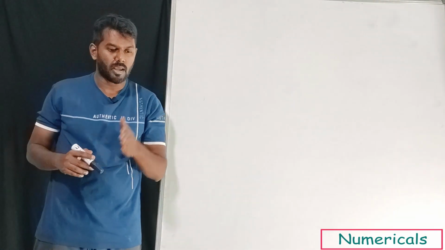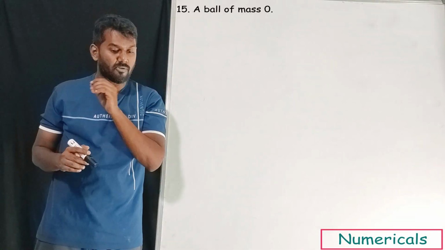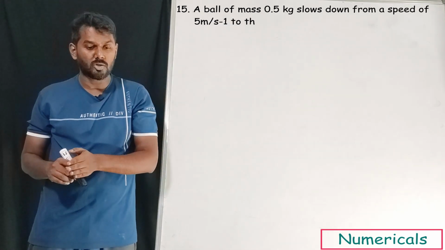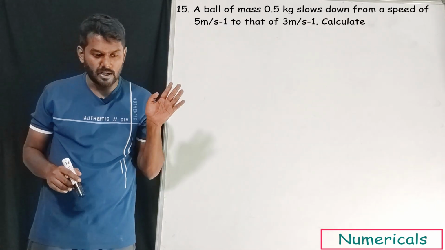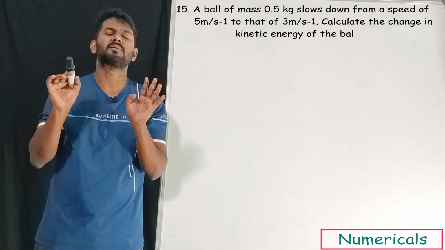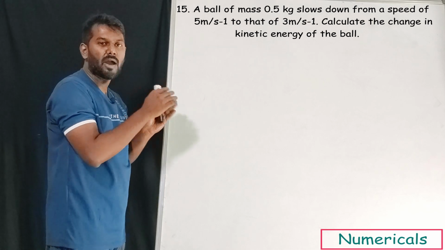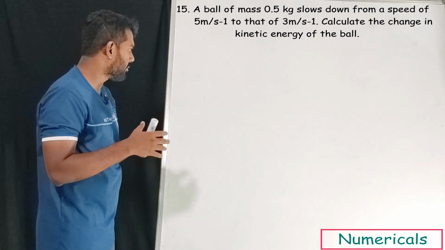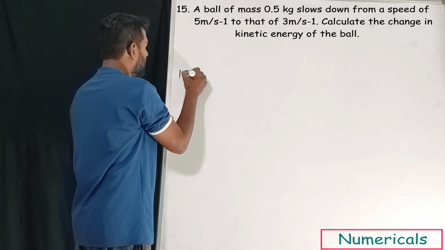Question number 15. A ball of mass 0.5 kg slows down from a speed of 5 meter per second to that of 3 meter per second. Calculate the change in kinetic energy of the ball. Very simple question. Here again you don't have to use the formula 2 times. We have a simplified formula. Okay, this is question number 15.